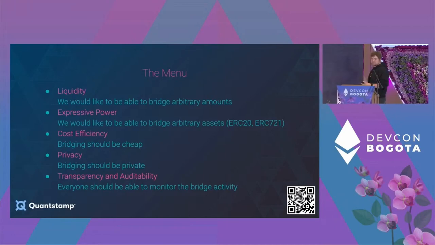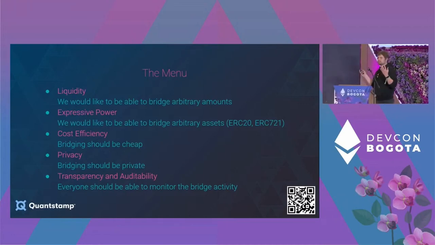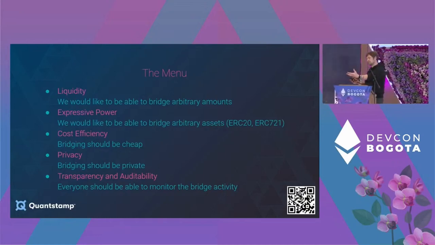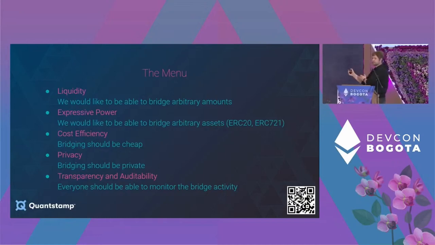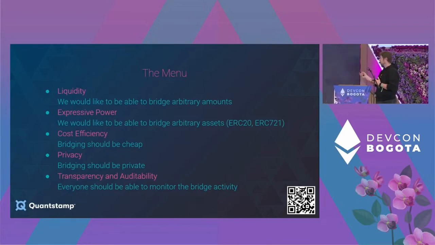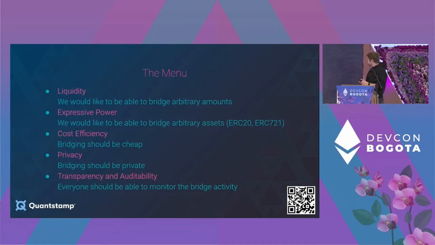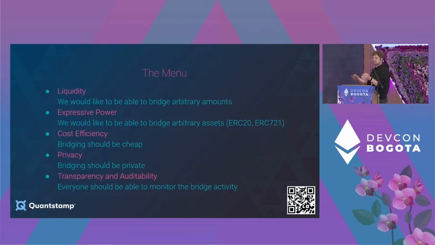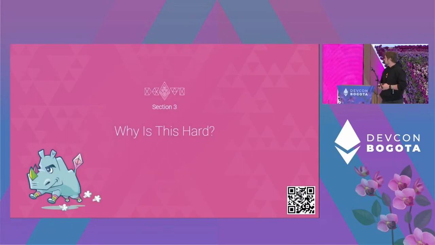Then privacy is also often desired. Imagine a mixer where I send money in on one chain, and it magically shows up on the other chain in a different account, and nobody can connect the transactions together. And then the last thing that I really like is transparency and auditability. That means that if I'm watching the bridge, at any point of time, I can convince myself that the bridge is actually functioning properly, that it is not sending money around without any reason, without it being instructed to do so. So this was the menu.